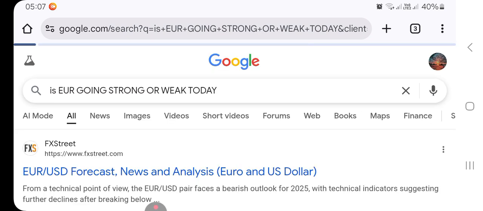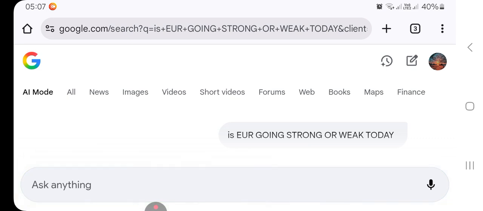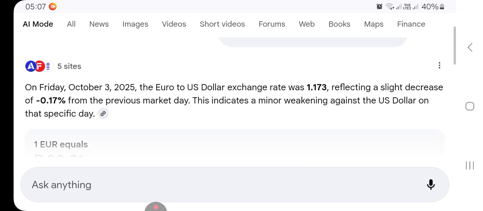We go to AI Mode. The reason why we go to AI Mode is that, guys, AI Mode gathers information from every market site it is connected to and makes it one, and gives us the overall meaning of what we are searching for. So that is why we use AI Mode.